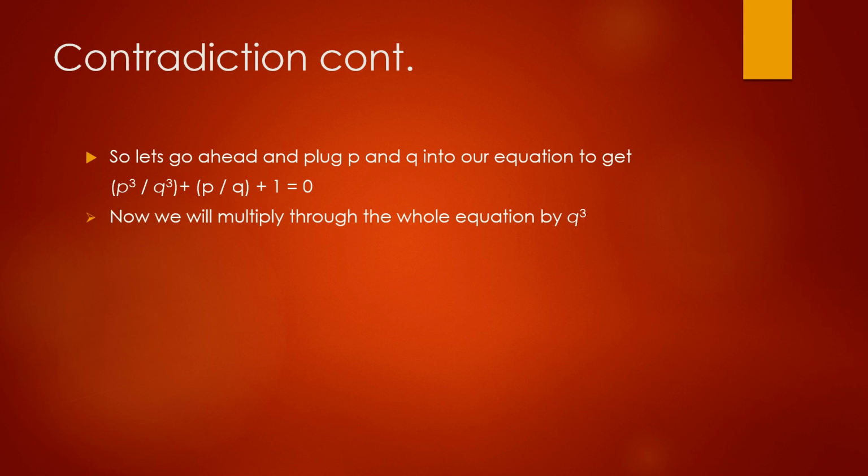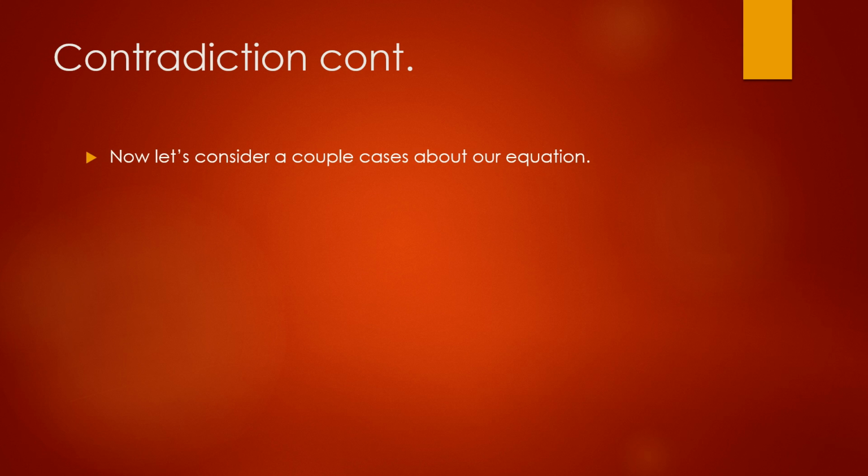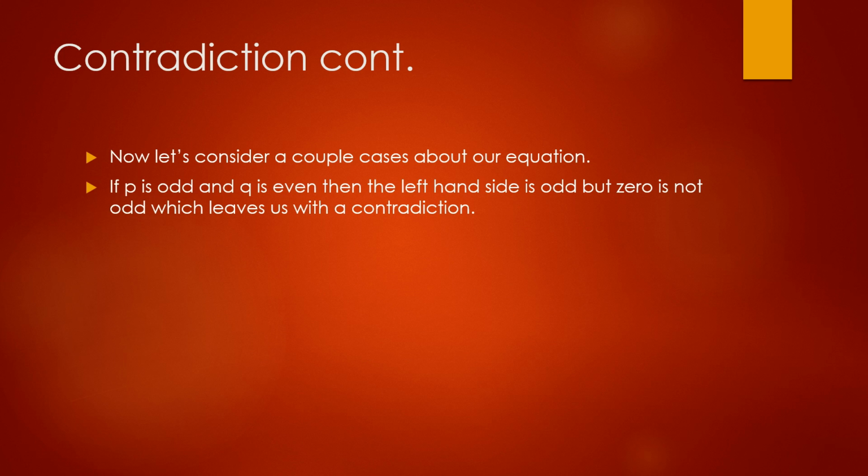Now we're going to go ahead and multiply through the whole equation by q cubed. And we're going to get the equation p cubed plus pq squared plus q cubed equals 0. Now, let's go ahead and consider a couple cases about our given equation. If p is odd and q is even, then the left-hand side is odd, but 0 is not an odd number, which leaves us with a contradiction.